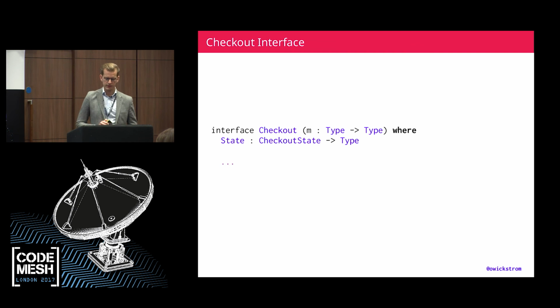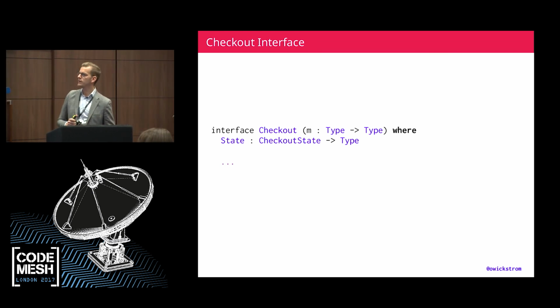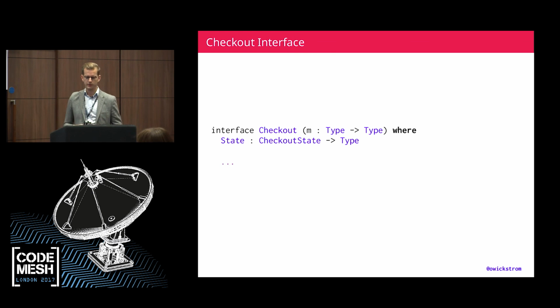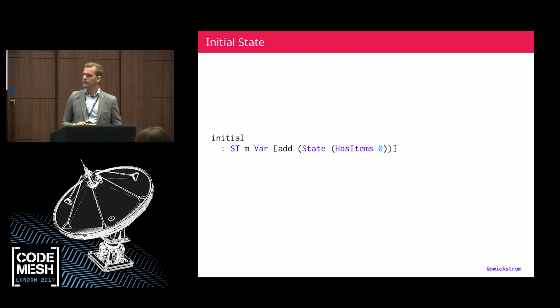The checkout interface has a state type as well. This perhaps reminds you of the associated type from the MTL style. That state type is parameterized by CheckoutState and gives you back a type. So very much like that associated type. In this interface, we have initial, which is an ST. That's from the library. So this operation adds the has items of 0 state and returns you a var that you can use to refer to this resource that's been created.